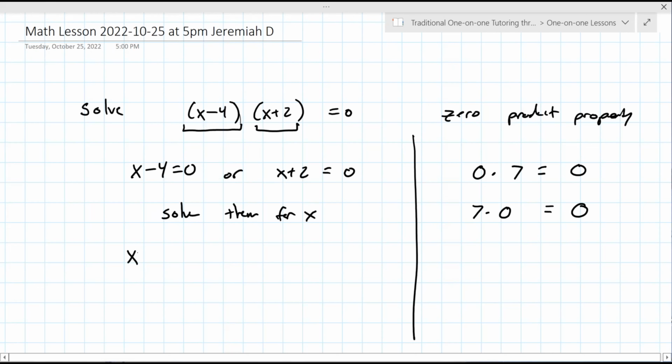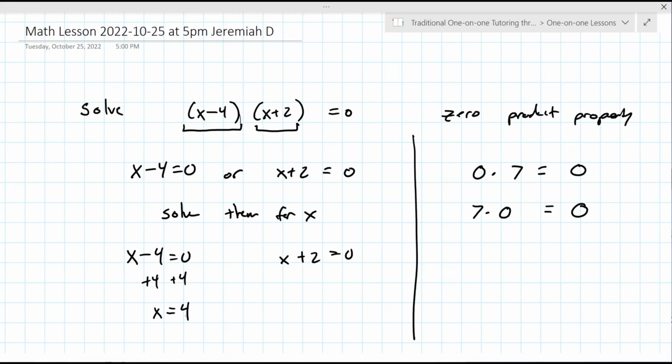Okay, so how do you solve x minus 4 equal to 0, Jeremiah? Figure out what 4 is. You would add 4 to both sides. You add 4 to both sides and x equals 4. Okay, 4. And on the right here, you subtract 2. So you have x equals -2. So these are your answers.